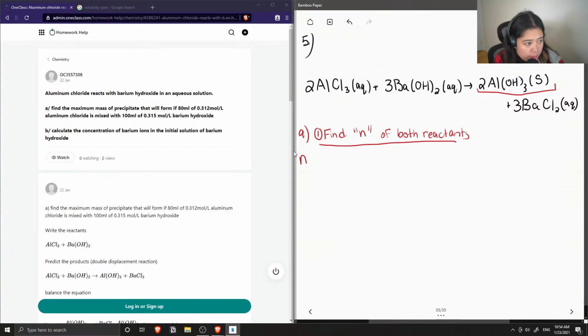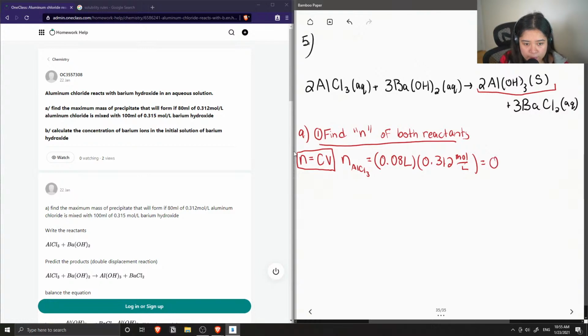So recall that number of moles can be equal to concentration times volume. So the number of moles of aluminum chloride is equal to, I'm going to convert my 80 milliliters to liters just so that my liters can cancel out when I multiply by the concentration. So 80 milliliters is the same thing as 0.08 liters, and then we multiply by 0.312 moles per liter. So now we get a number of moles of 0.02496 moles of the aluminum chloride.